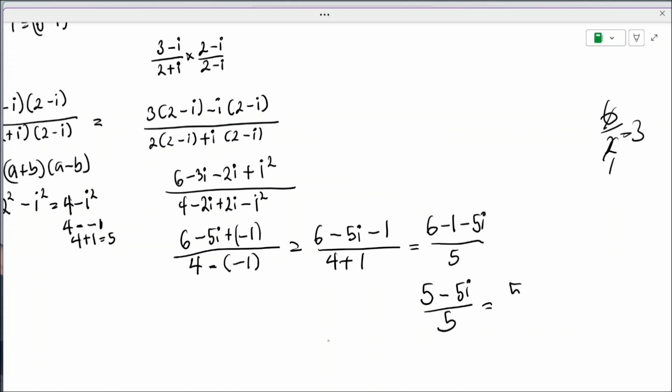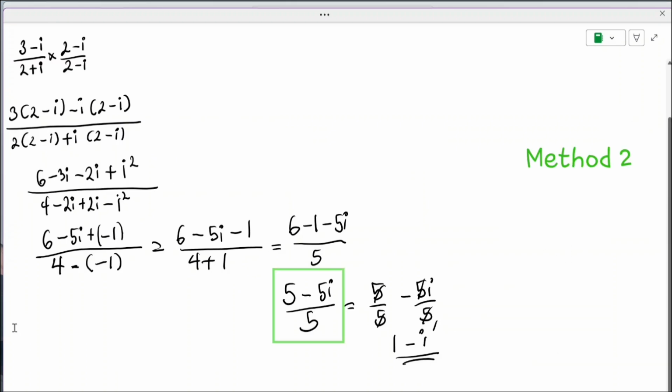That is, you have 5 over 5 minus 5i over 5. Here you can say 5 in 5, you have 1, minus 5 will cancel 5, you'll be left with I. That your answer is 1 minus I. That's the answer to this question.